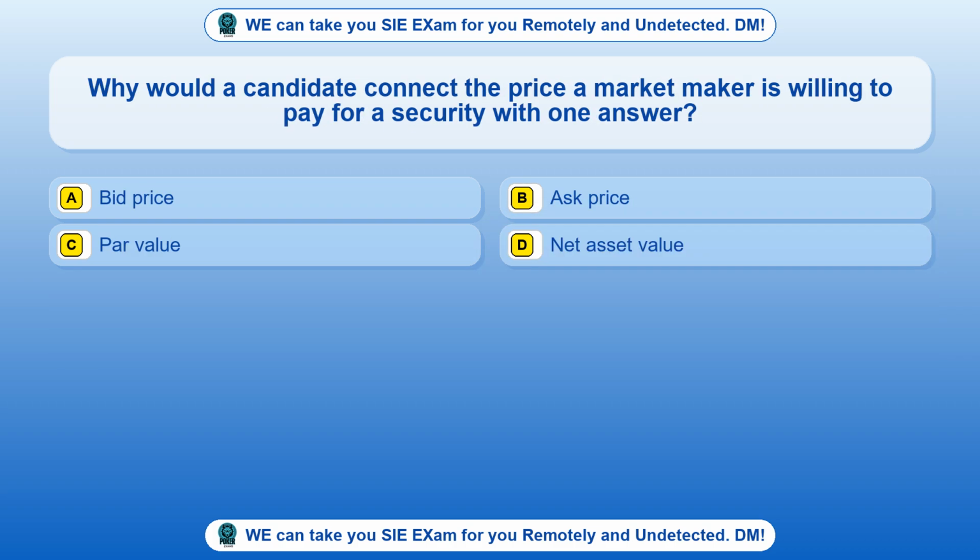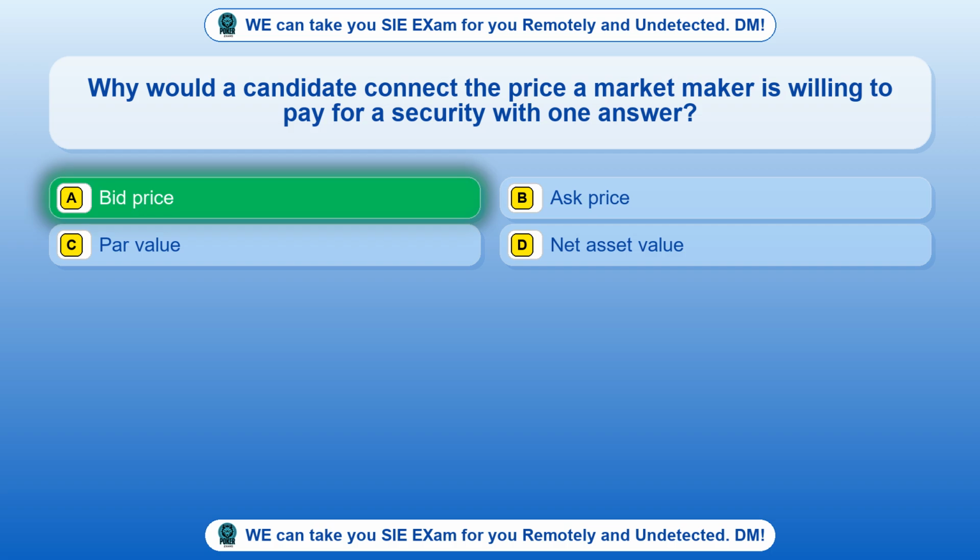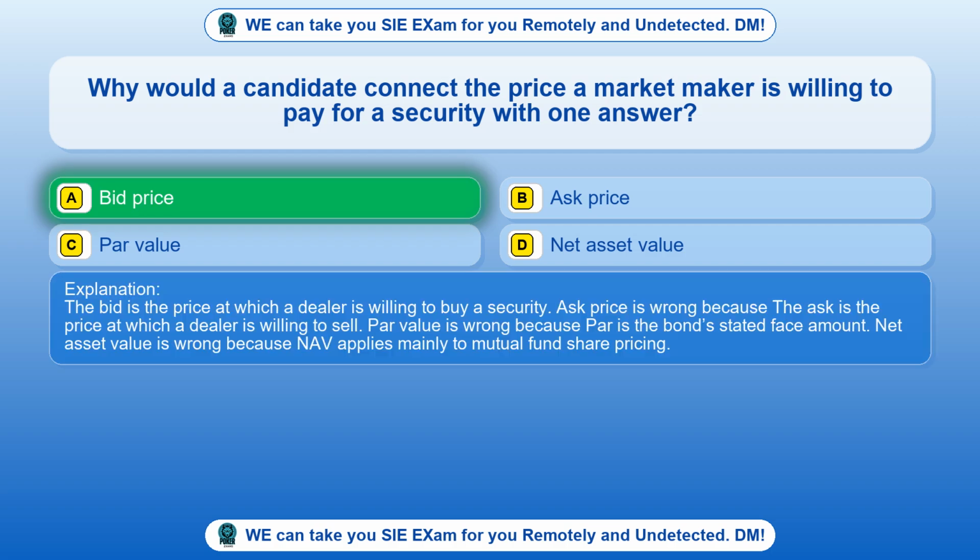Question 41. Why would a candidate connect the price a market maker is willing to pay for a security with one answer? Option A, bid price. Option B, ask price. Option C, PAR value. Option D, net asset value. The correct answer is option A, bid price. The bid is the price at which a dealer is willing to buy a security.